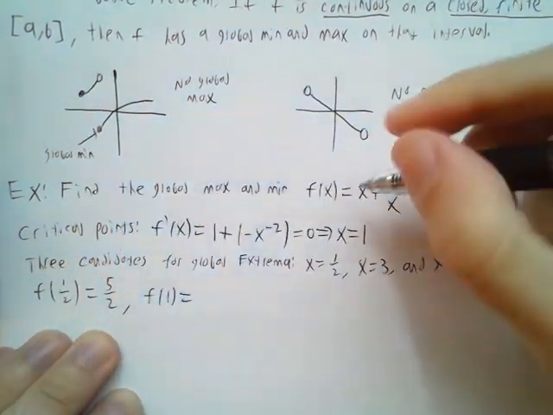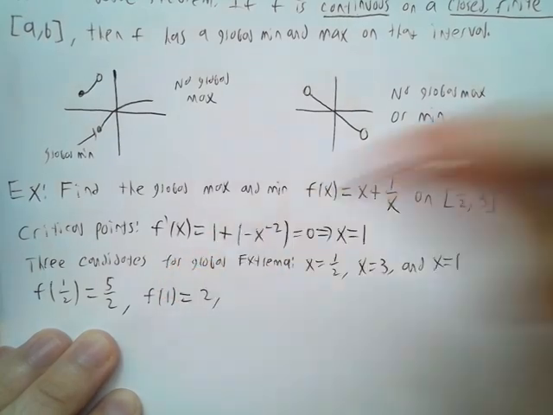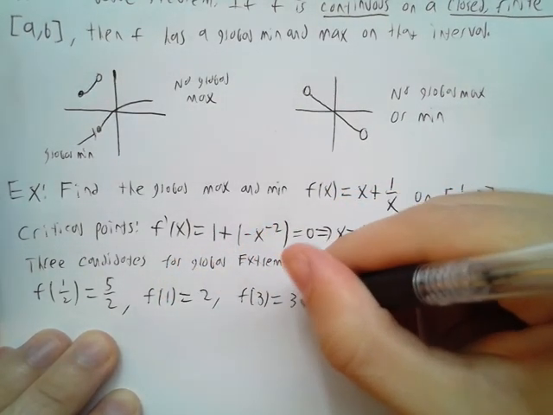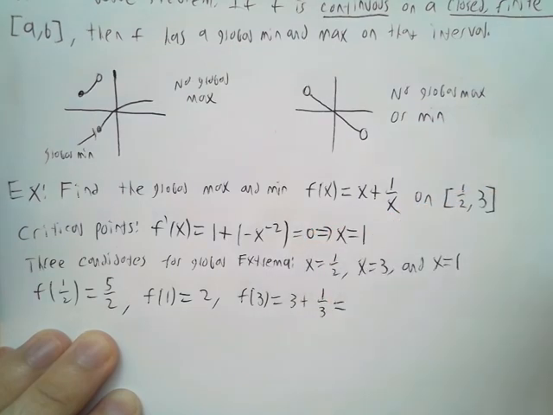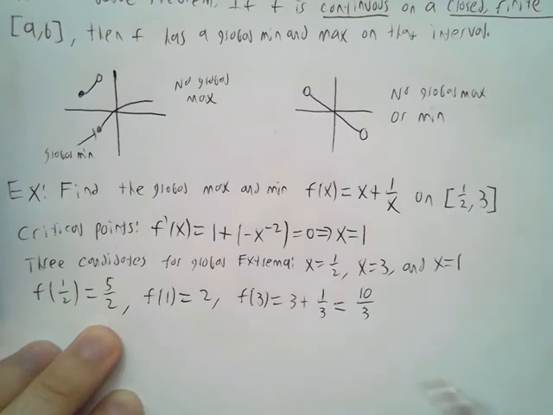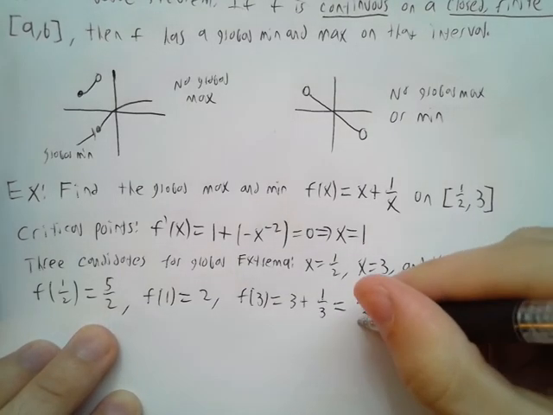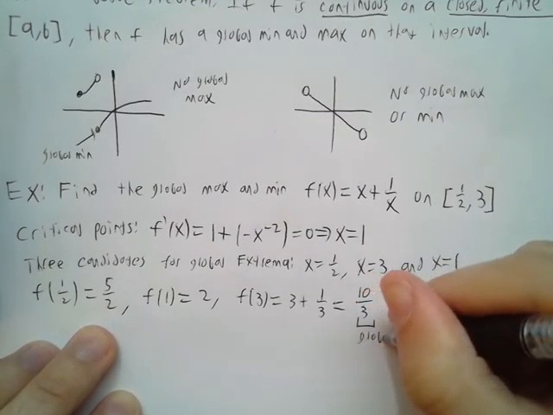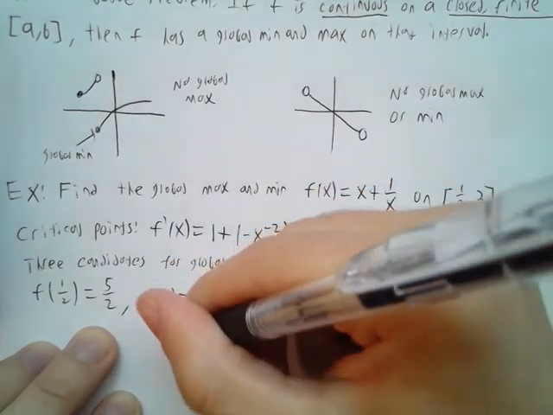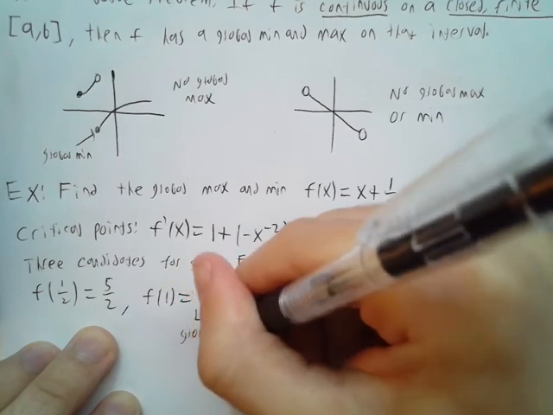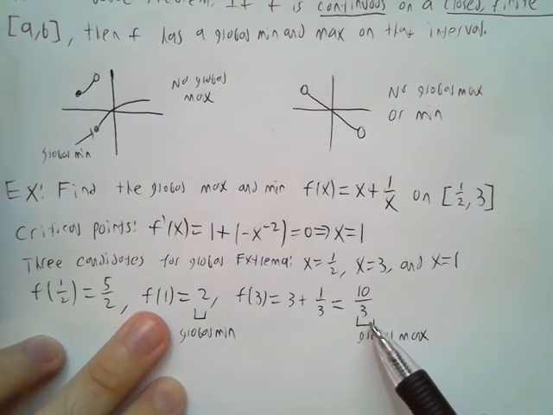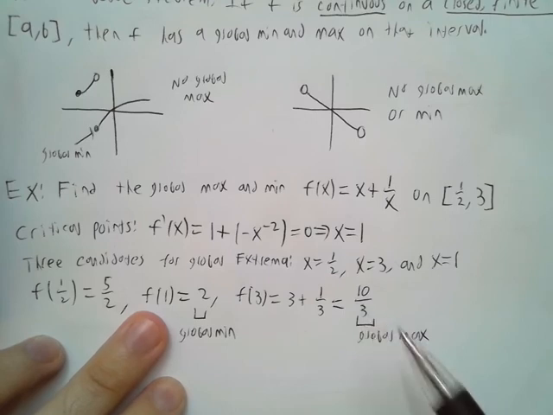f of 1 is going to be equal to 2, and f of 3 turns out to be 3 plus 1/3, which is 10 divided by 3. This number is bigger than 5/2, so this is the global max, and this one is the global min. So the global minimum occurs when x equals 1. The global maximum occurs when x is equal to 3.